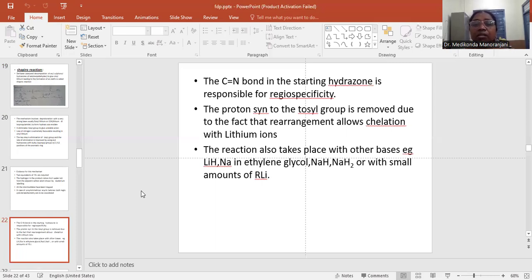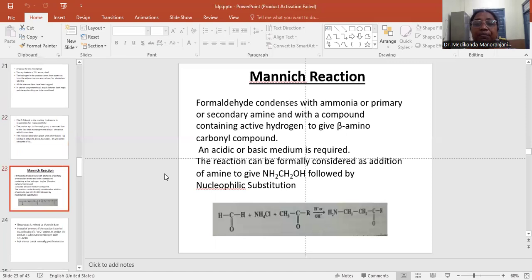The reaction also takes place with other bases. Example, lithium hydride, sodium in ethylene glycol, NaH, NaNH2, or small amounts of lithium. The next reaction is the Mannich reaction. Let us see the definition of the Mannich reaction.